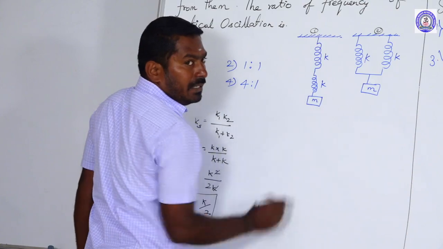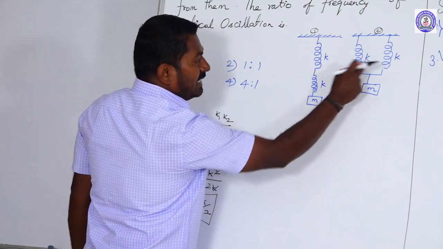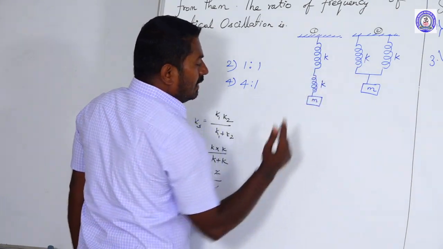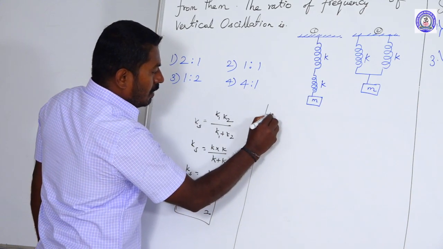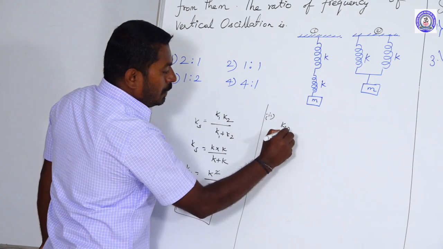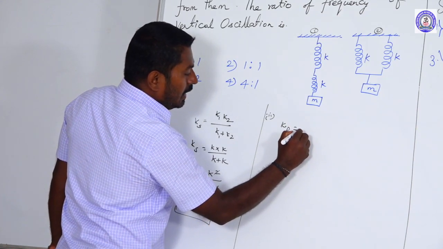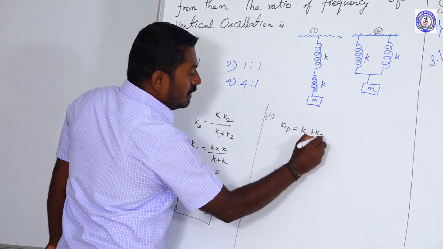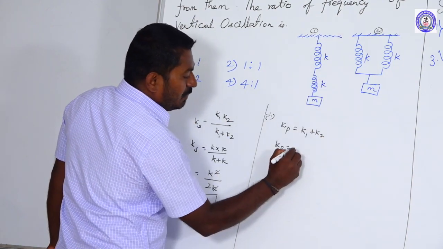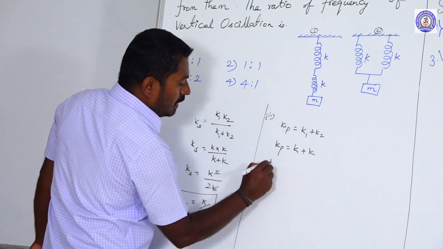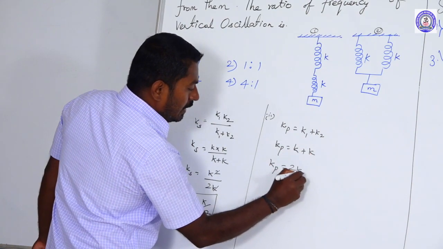Then the second configuration: both springs have the same spring constant and are connected in parallel. In the second configuration, the springs are connected in parallel. Kp is equal to K1 plus K2. So Kp is equal to K plus K, since both springs have the same spring constant. Kp is equal to 2K.